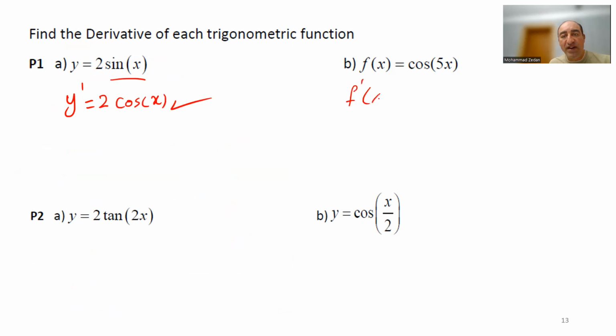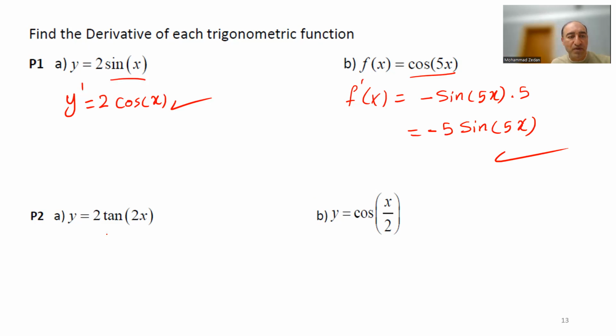B, f of x equal cosine 5x. The derivative of cosine is negative sine 5x, times the derivative of 5x itself, which is 5. After arrangement, you have negative 5 sine 5x. That's it. Quite easy.